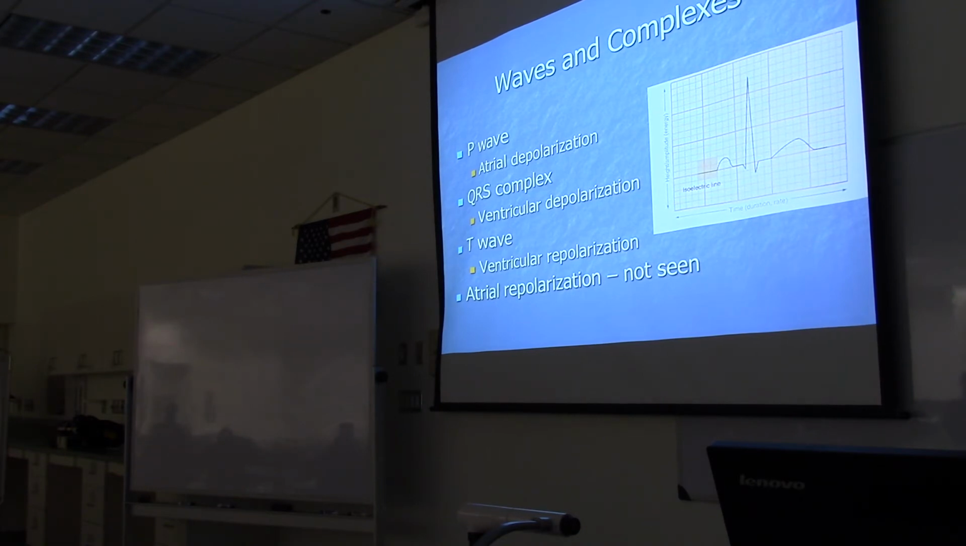Then the signal is sent to the AV node and then through the bundle of His. And then when the ventricles depolarize, we get a big, huge spike. And that's called the QRS complex. What we don't see in here is when the atria are repolarizing. What we do see is when the ventricles repolarize, and that's called the T wave.